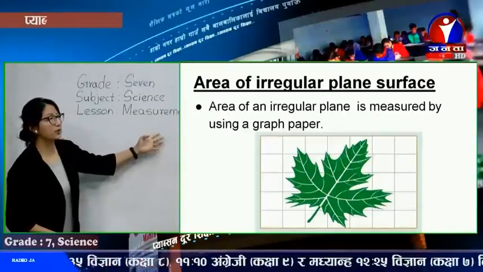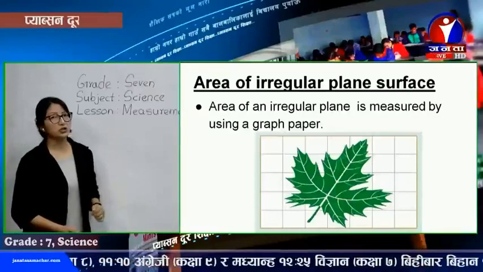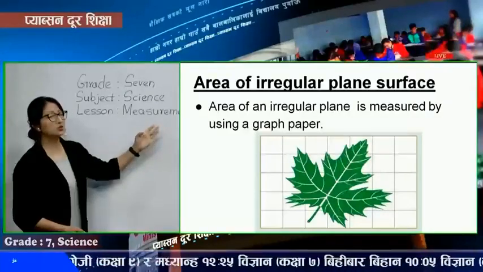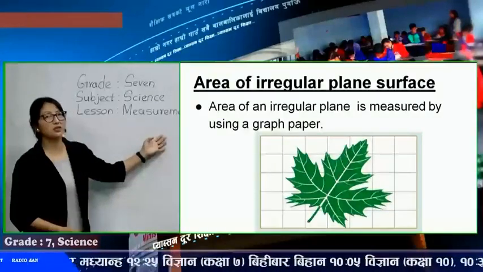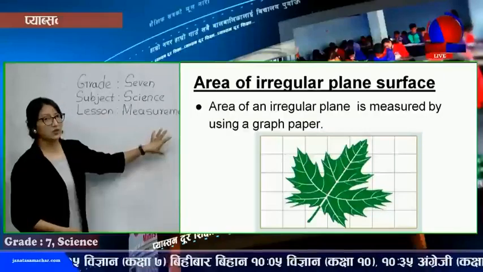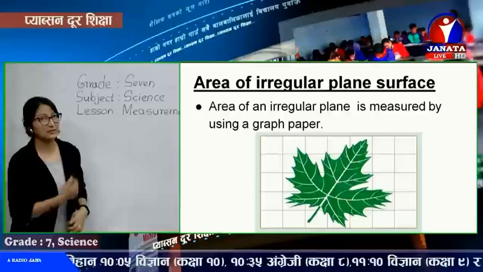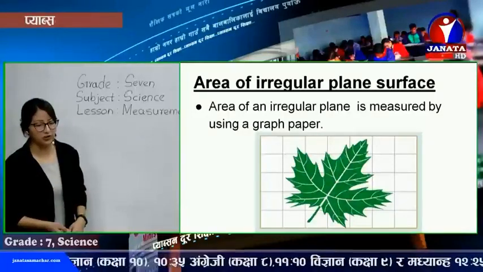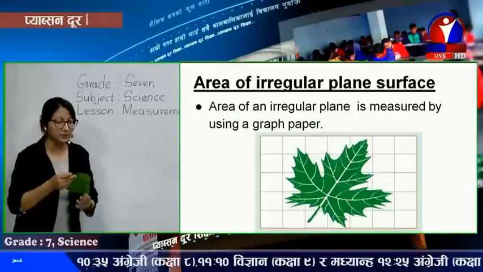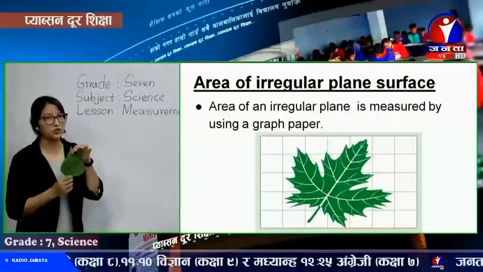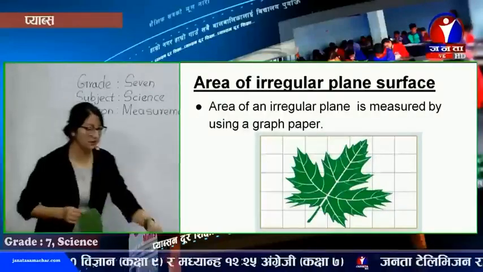on the graph paper. And now what we are actually going to do is, you can check, we count the number of squares covered by the leaf, covered by the irregular plane surface. You can just check over here. The same activity we are going to do practically over here, and we are going to calculate the area of this leaf, which is the irregular object.